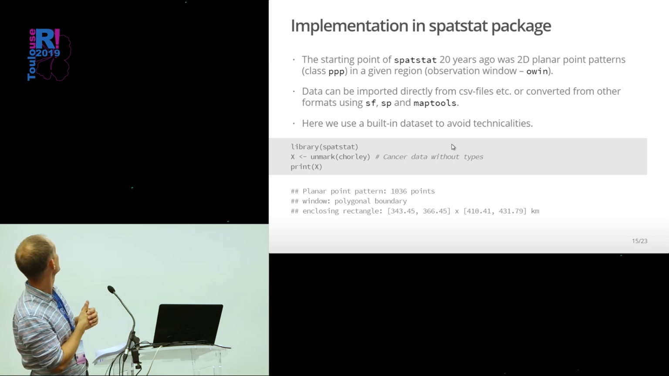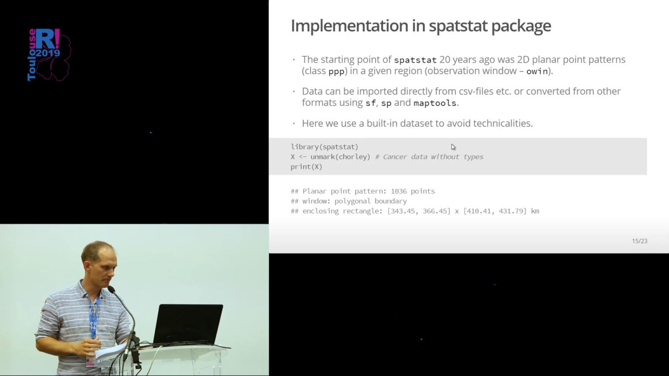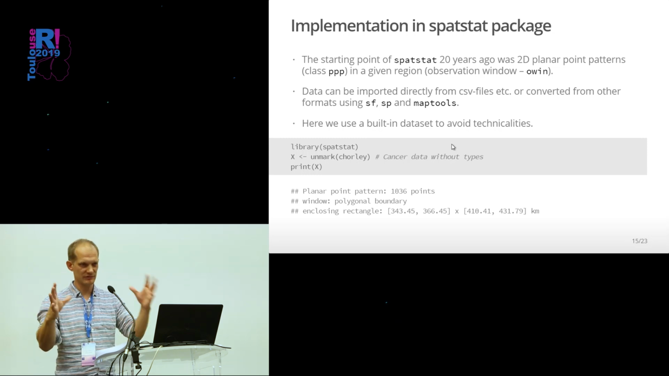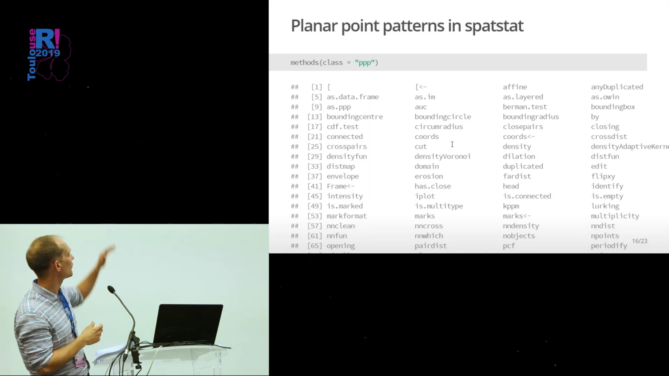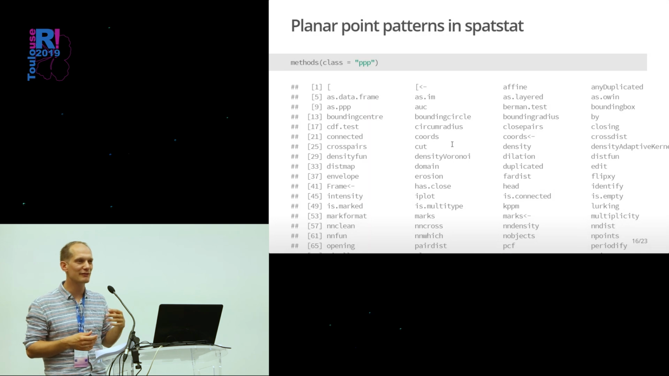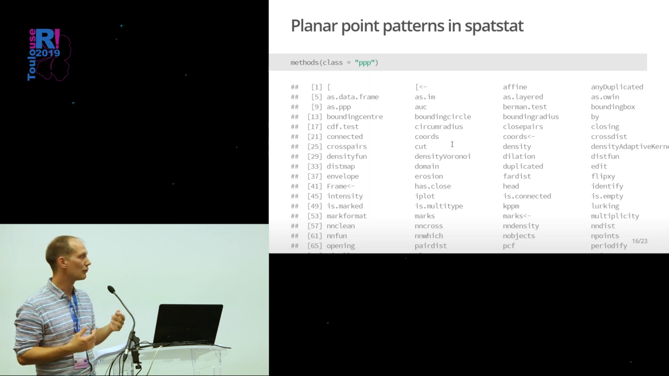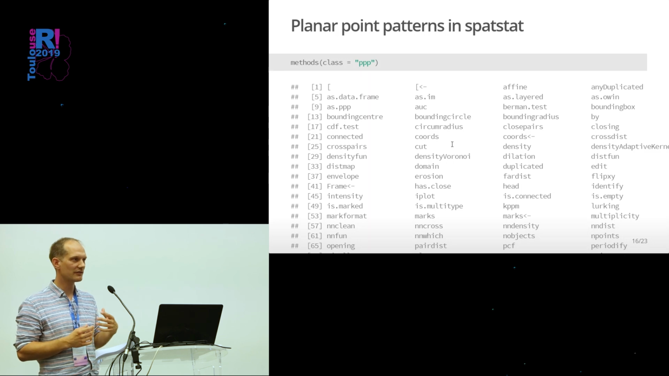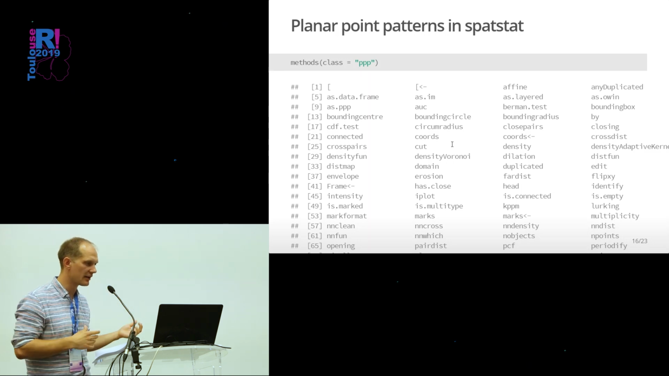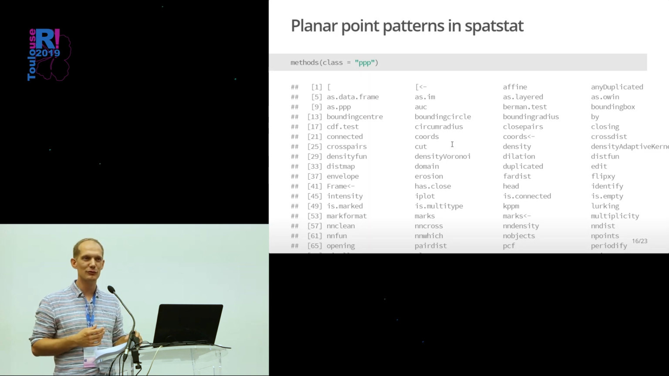So a planar point pattern is of class ppp. And this is the example with the cancer data where I've removed the marks, the types. And ppp is the most common thing in SpatStat, and there are many methods for ppp objects. They don't all fit on the slide. I can't remember the 120 different generic functions that have a .ppp version. So you can calculate distances and make different models, etc. This is a really well-developed class that we've had for a long time, and if you need to do something with a point pattern, there's likely a function somewhere in there that you could use.